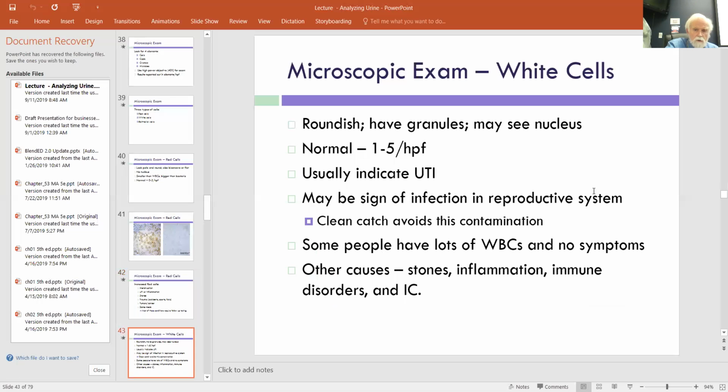So the white cells, these are our leukocytes. You might see a nucleus, not necessarily. It just depends on how the cell is prepared. Sometimes it's very hard.